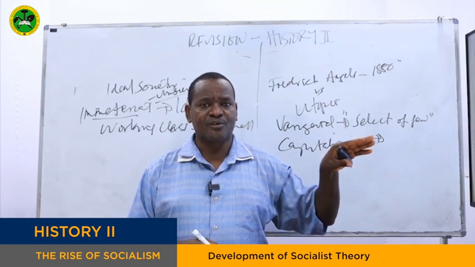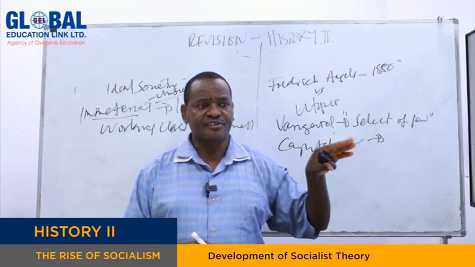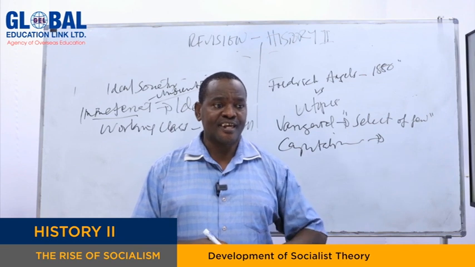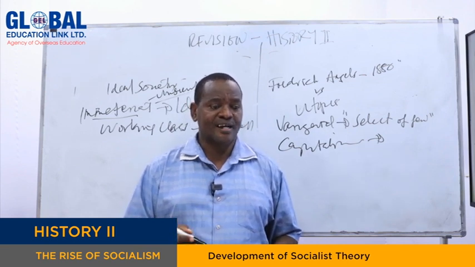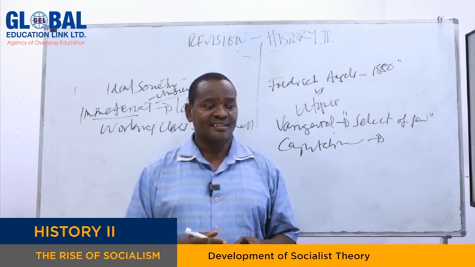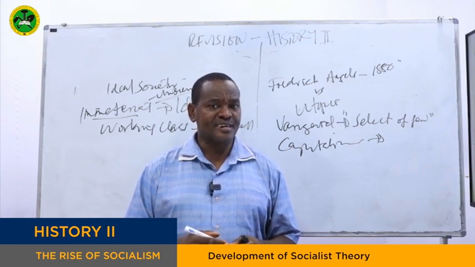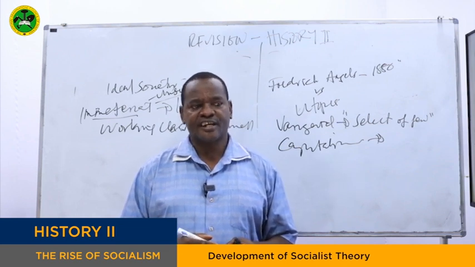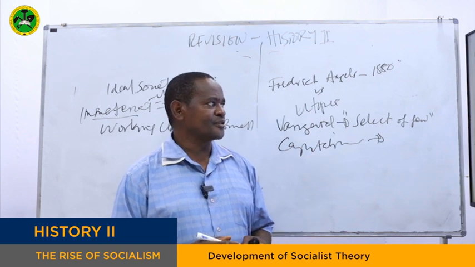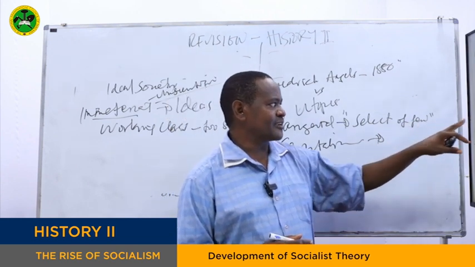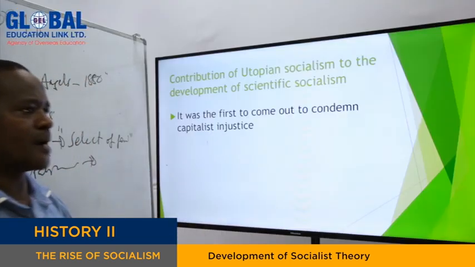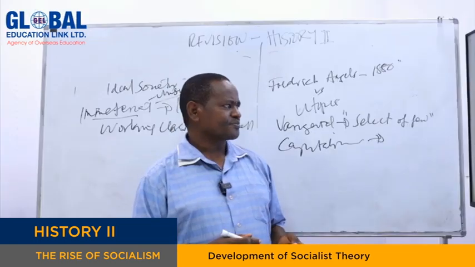And when you look at people like St. Thomas More in 1516, when he wrote his book Utopia, it was also the same. At that time, there was the emergence of capitalism, and St. Thomas More saw the effect of what was coming. And Robert Owen and others, themselves being industrial manufacturers, also saw the exploitation of capitalism. So for that matter, you can say they condemned the capitalist injustice.